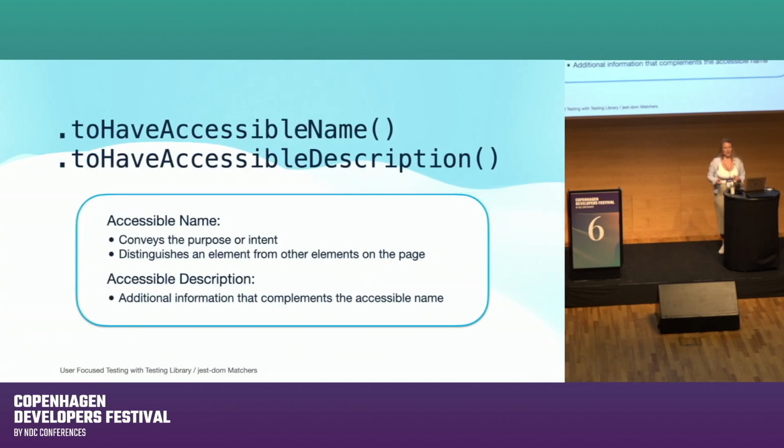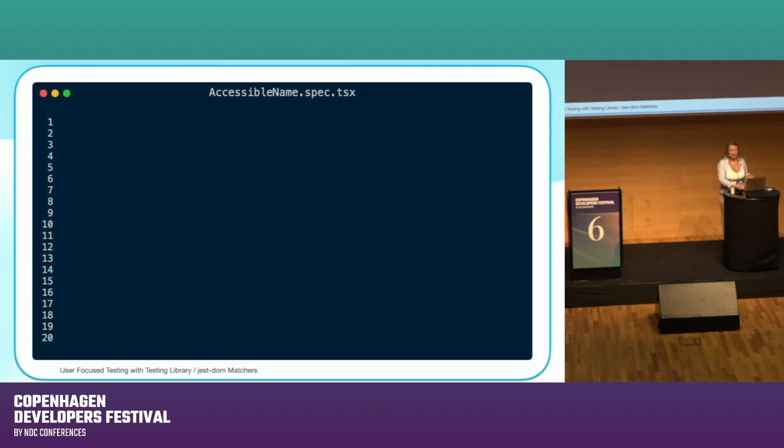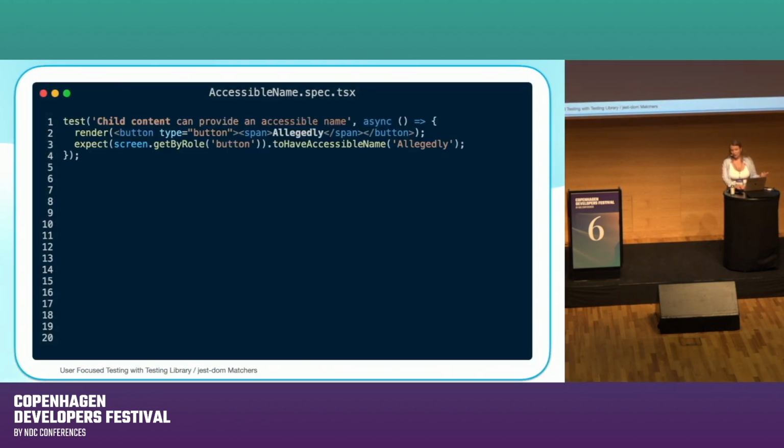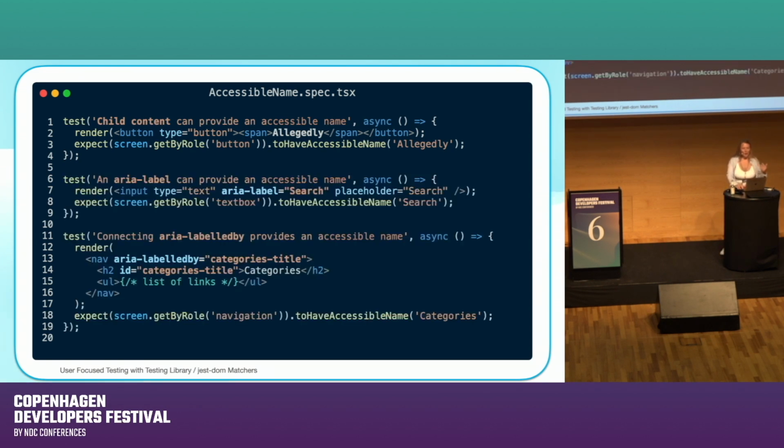toHaveAccessibleName and toHaveAccessibleDescription check for elements to have accessible names and descriptions. Accessible names should convey the purpose or intent of an element, and it should also distinguish an element from other elements in the page. Accessible descriptions then provide additional information that complement an accessible name. An element's accessible name can come from child content, here's a test for that, an ARIA label, or by referencing content with aria-labelledby.